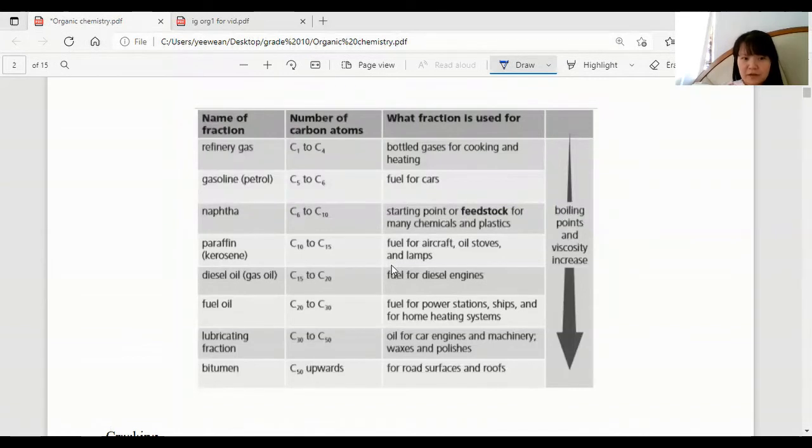Different fractions of this fractional distillation have different uses. So this is a list of their uses for each of these fractions. So 1 carbon to 4 carbons, these are very light, like methane, ethane, propane, butane. These are used for cooking and for heating. Slightly heavier than that, C5 to C6, they are our car fuels. Naphtha, the next one, hexane onwards, are starting points or feedstock for many chemicals and plastics. So we use hexane up to this C10 to make plastics and so on.